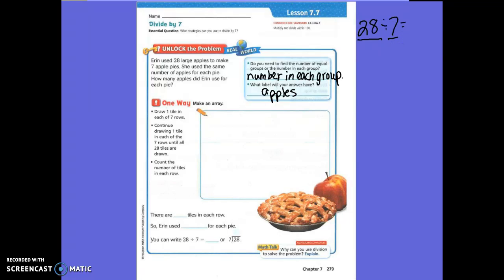And what would you make it for an array? 7 rows. Yes, I would make it the rows. Personally, that's what I would do. Now, you don't have to, but that's what I would do. So we're going to try that. We're going to make 7 rows.